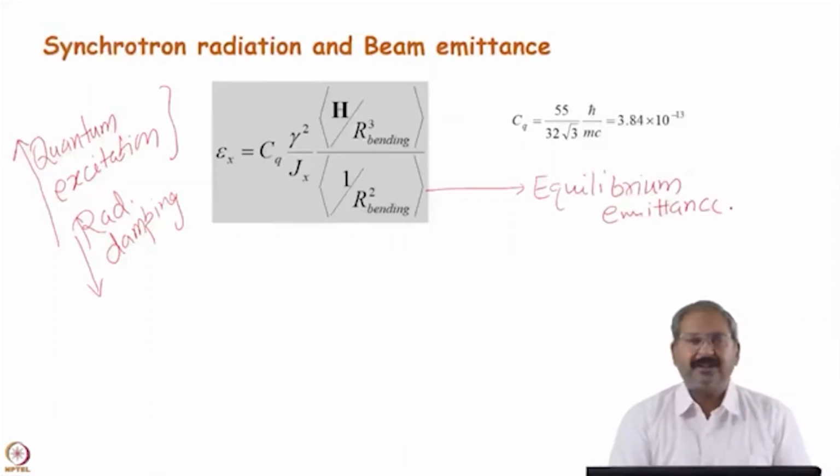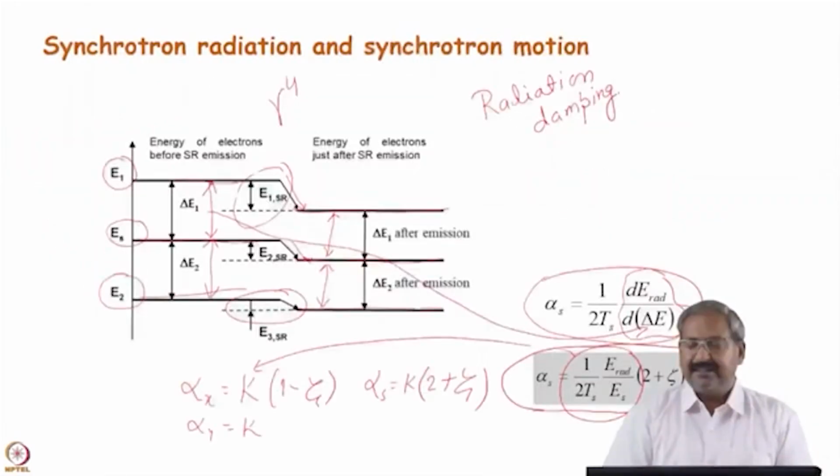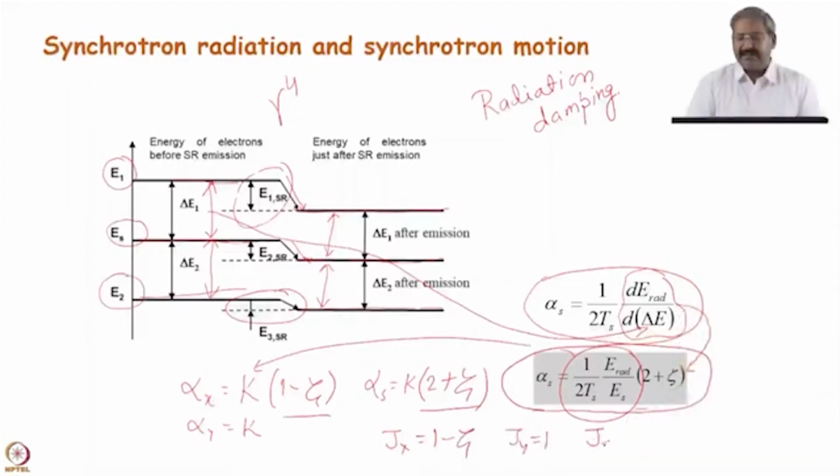So in an electron machine, after a few damping times, the equilibrium emittance will be attained by the electron beam. So here you can see that there is a Jx. Jx is basically these numbers. This number is Jx. So for Jx we say 1 minus, Jy is 1 and Js is equal to 2 plus this function of dispersion. So you can see that the summation of Jx plus Jy plus Js is 4, as alpha x plus alpha y was constant and this is a 4.